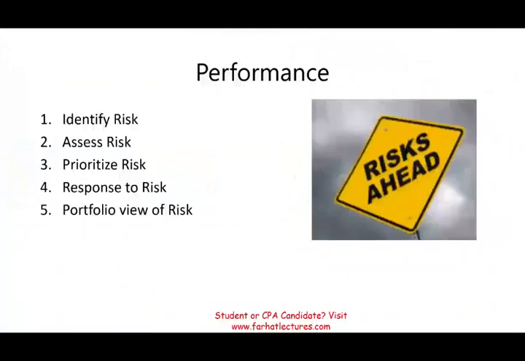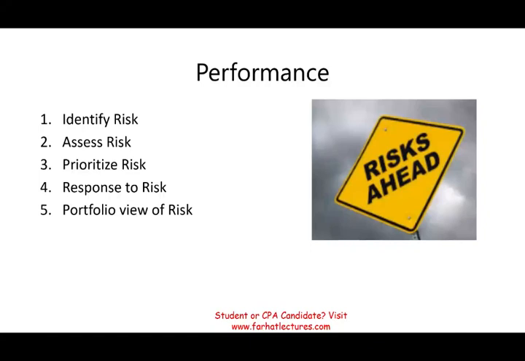So as I stated, today we're going to be focusing on the performance section of ERM. This section has 5 different principles. We're going to identify risk, assess risk, prioritize risk, respond to risk, and look at risk from a portfolio perspective. Most of the CPA questions about ERM, or a lot of them, come from these principles. And those principles, in my opinion, are the easiest for me to teach you, because students can relate to them. We can all relate to risk and what risk is, and how to identify risk.